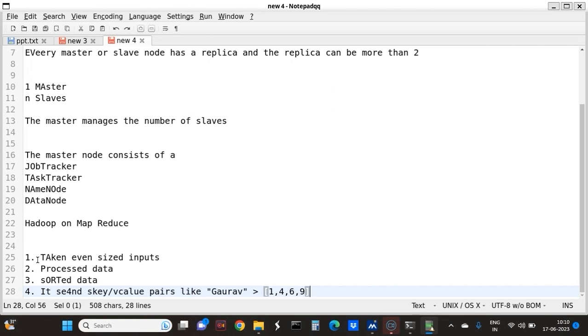Whenever a mapper hashes, converts it into a hash, each bin, each mapper writes the output to the disk. So it is written to the HDFS and to the disk also. So you can say the key can be any type and the value can be any type. So that was our Hadoop on MapReduce.